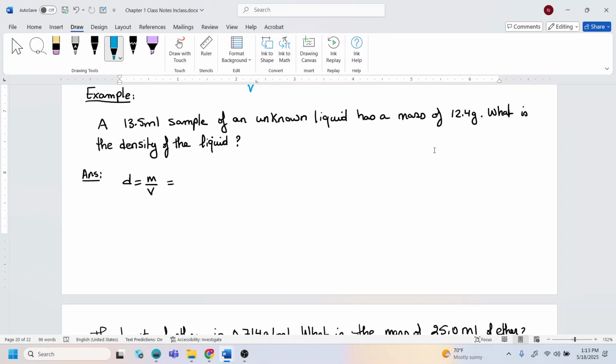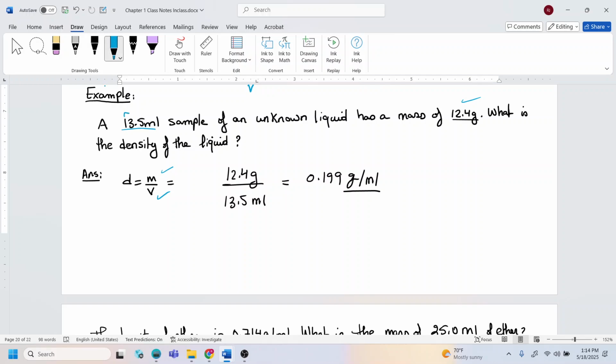Starting with 13.5 milliliters of a sample of an unknown liquid that has a mass of 12.4 grams, what is the density of the liquid? You can go ahead and substitute. I do have the volume, which is 13.5. I do have the mass, which is 12.5 grams, divided by 13.5 milliliters. You can substitute that, and your answer is going to be 0.199 grams per mL. The grams per mL are the units, please don't forget them, okay?